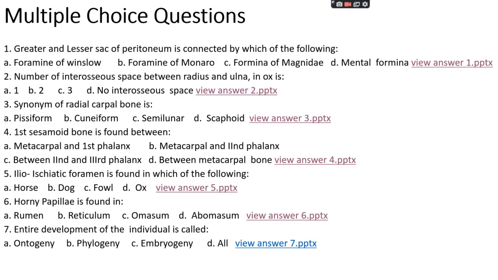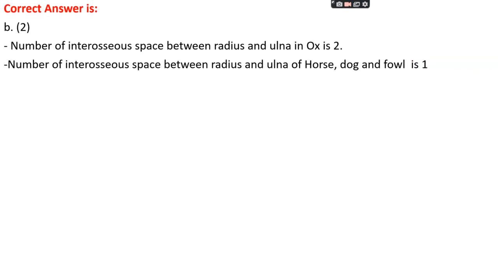Question number two. Number of interosseous spaces between radius and ulna in ox is option A 1, option B 2, option C 3, option D no interosseous space. The right answer is option B, that is 2.